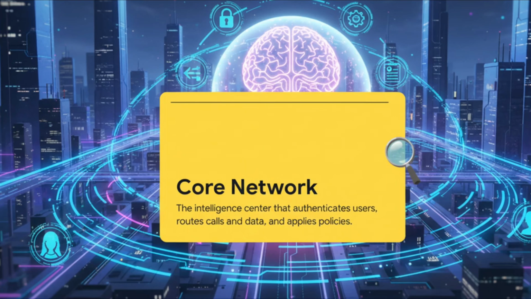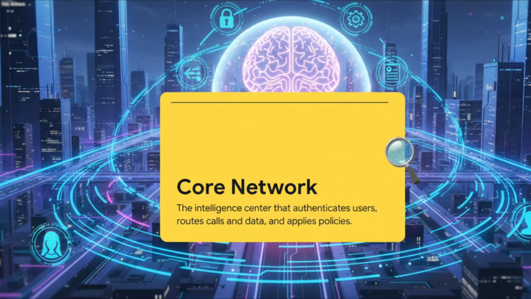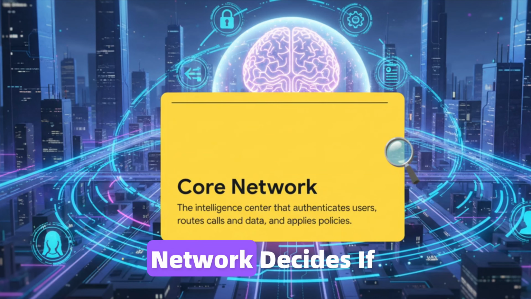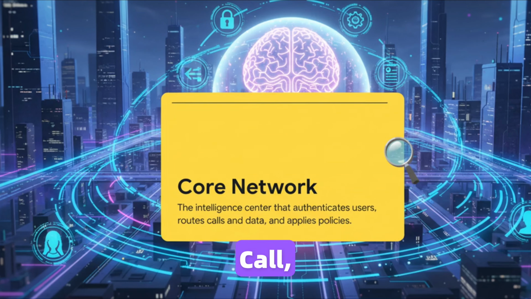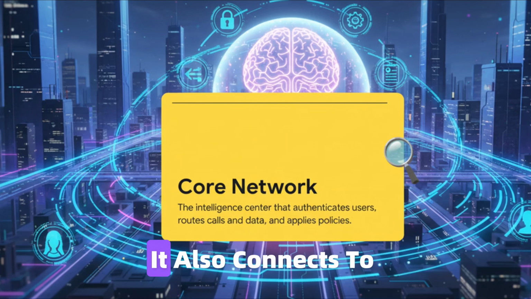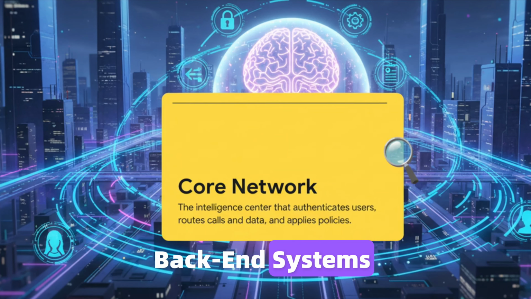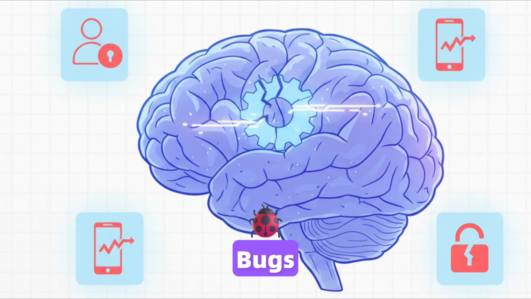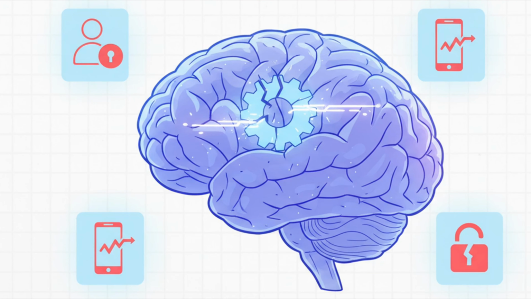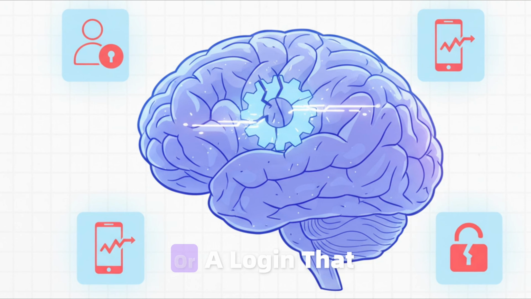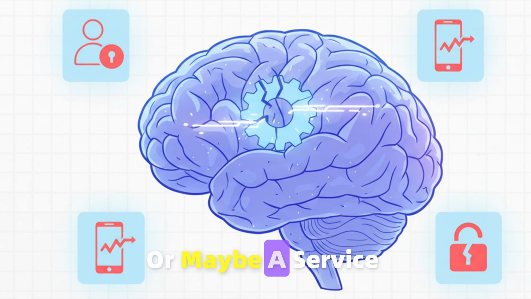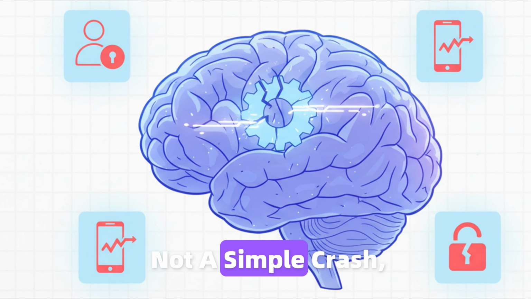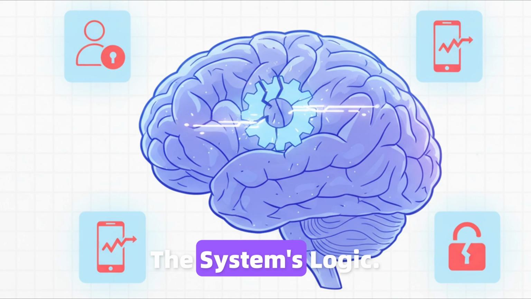All right, next you're heading downtown to the city's traffic control center, the core network. This place is the brain of the whole operation. It's where the network decides if you're a valid user, where to send your call, and what services you're allowed to use. It also connects to all those important back-end systems for billing and support, what we call the OSS and BSS. Now, bugs in the core network are a bit trickier. Think about a call that just never connects, or a login that keeps failing, or maybe a service that's just acting weird. These are tough to diagnose because it's not a simple crash. It's a breakdown in the system's logic.